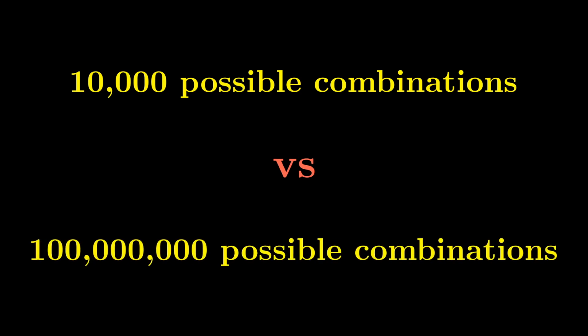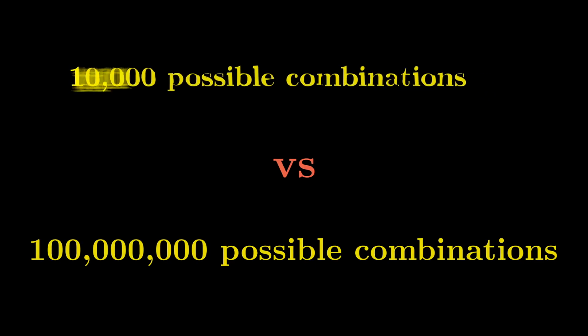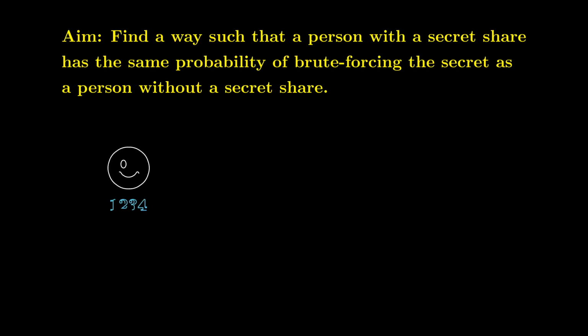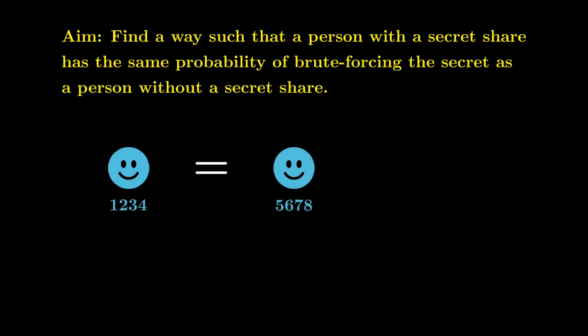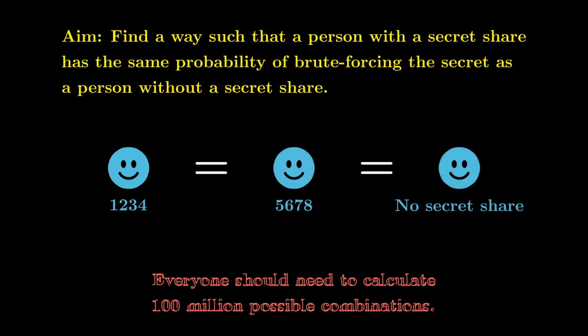We can see that any person with a share of the secret can figure out the complete secret with much less effort. So, our aim here is to figure out a way such that even after having a share of the secret, you should still need to go through all 100 million combinations instead of just 10,000 combinations. In other words, the individual shares of the secret should not reveal anything about the complete secret, hence achieving perfect secrecy. What we need here is to add some randomness to our secret.